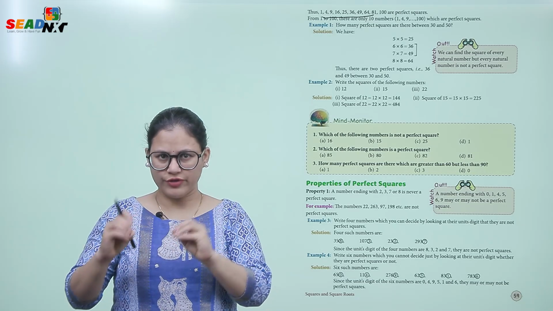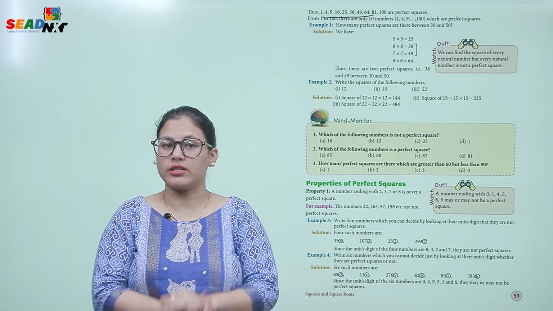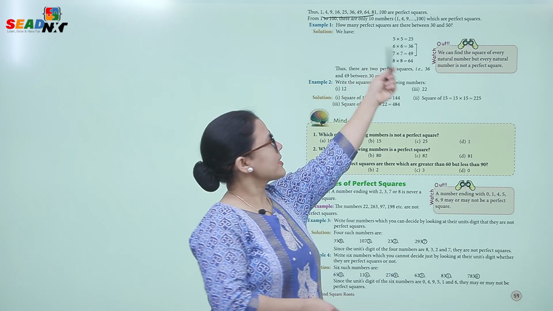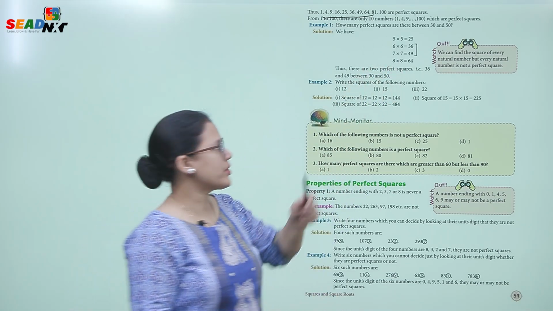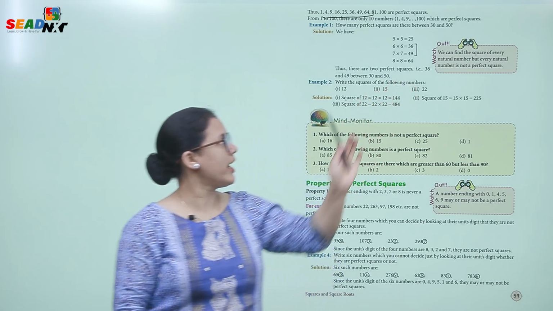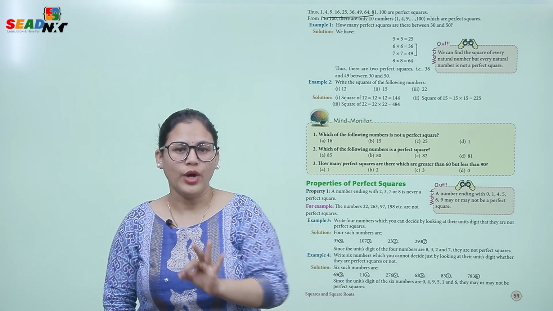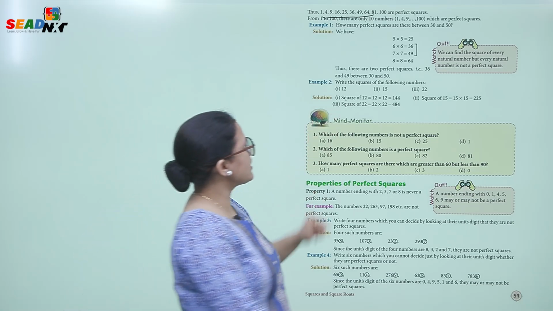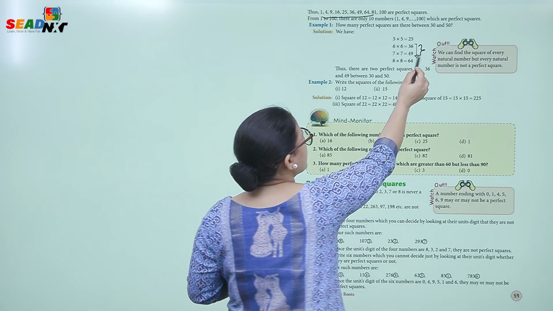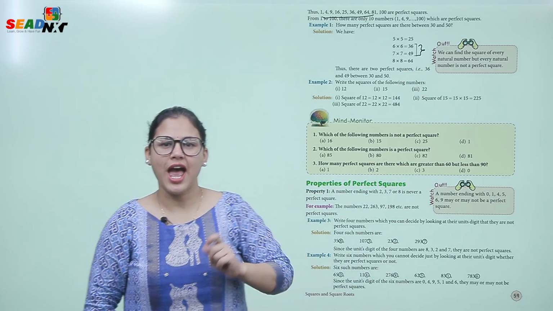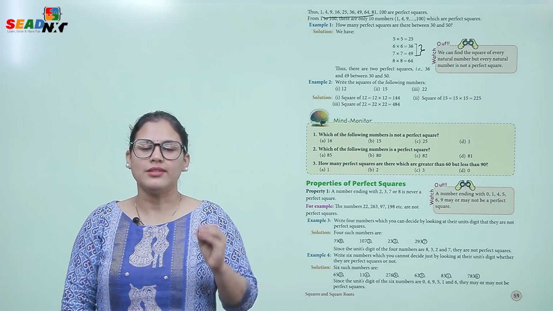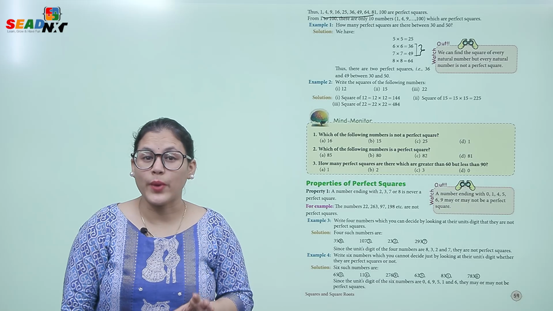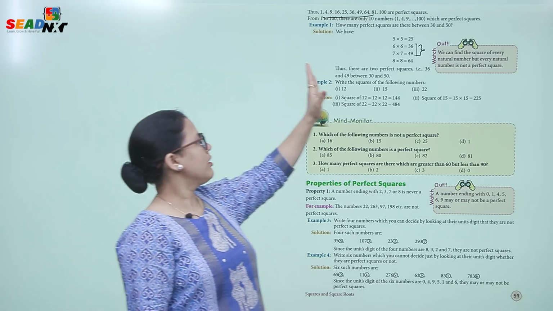30 और 50 के बीच में जितने भी perfect squares हैं हमें find out करने. So we have 5 into 5, 25, 6 into 6, 36, 7 into 7, 49, 8 into 8, 64. But हमें किसके बीच में पता करने हैं? 30 and 50 के बीच में. So as you can see, there are only two perfect squares between 30 and 50. और वो कौन से आपके? 36 and 49.